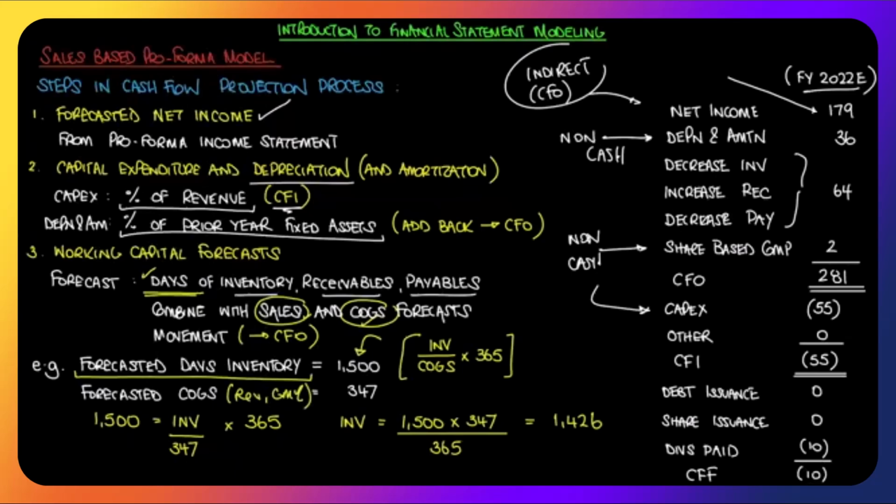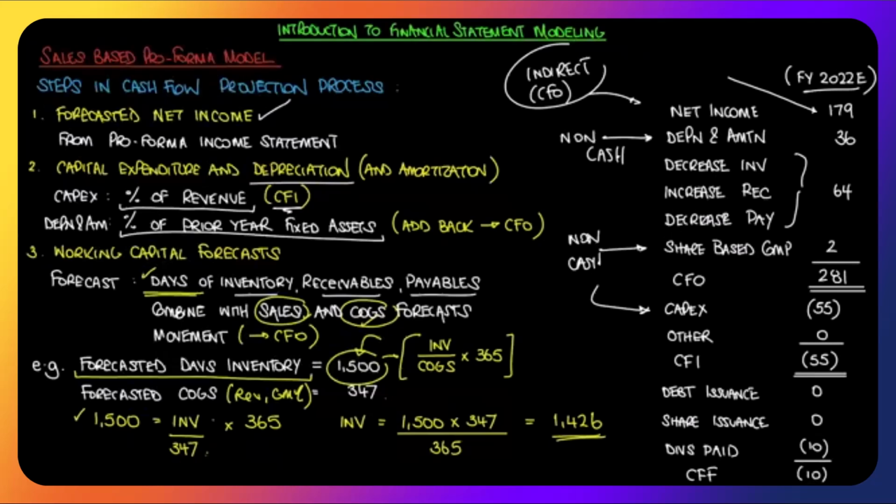We know that days of inventory on hand is calculated as inventory over COGS times 365, which means the 1,500 is inventory over COGS 347 times 365. The only missing figure we have there is inventory. Rearrange this, inventory must be 1,500, the days times 347 COGS divided by 365, number of days in the period, gives us 1426.